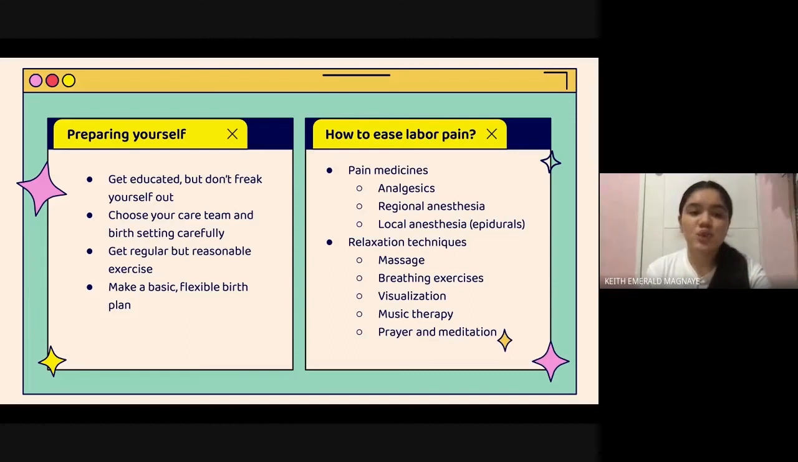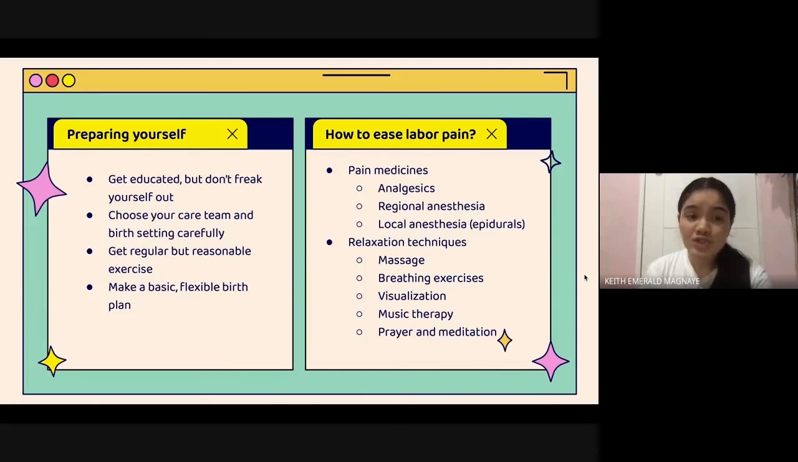Next is visualization. You may find it helpful to picture yourself somewhere enjoyable, such as imagining yourself on a beach or walking through a forest or just imagining anything that makes you feel happy and positive po. For example, your dog, your family, your favorite food, anything that generally makes you at ease could be a great help po when managing labor pain.